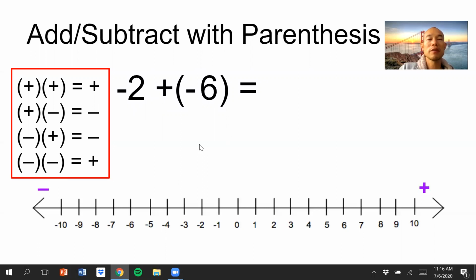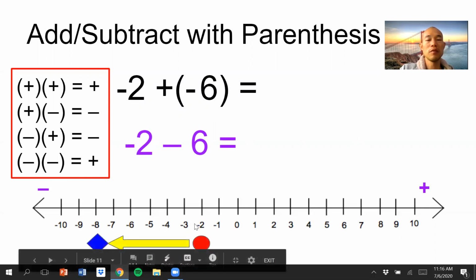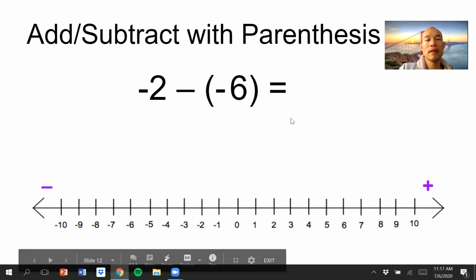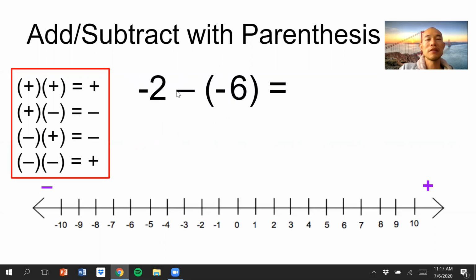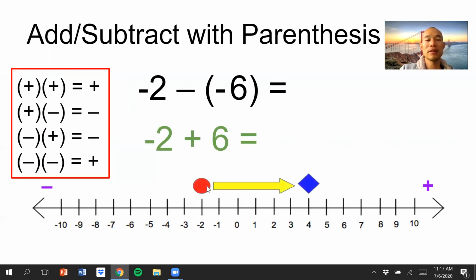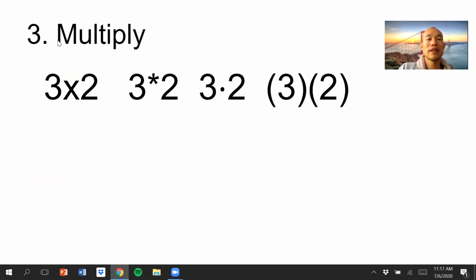So if we use that here, we can rewrite this -2, a positive times a negative is a negative, so we can rewrite this as -2 minus 6, and then from there use our number line. We're going to start at -2, we'll move left 6 spaces, we'll end up at -8. Another example, if you see -2 minus -6, now we have a negative times a negative, or double negative, you know that'll turn to a positive, so -2 plus 6, and we already saw this before, it's going to equal 4.